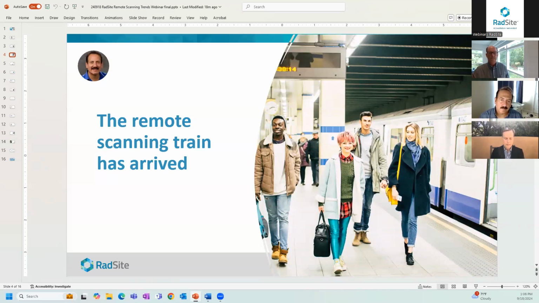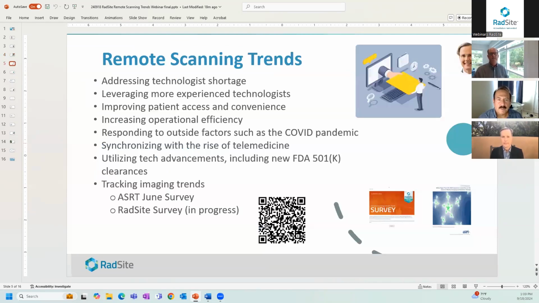And so it's really interesting to see that effort proliferating in outpatient and to some extent inpatient imaging. I think most likely it's been driven by the relative shortage of technologists, but I think there are a number of drivers for it. And so there are quite a few trends with regard to remote scanning. And so Dr. Hiatt, you want to talk a little bit about what some of those trends are, and we can go into that based on your experience and what you've seen.